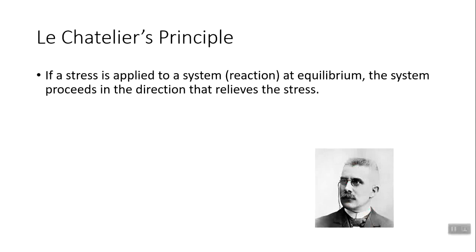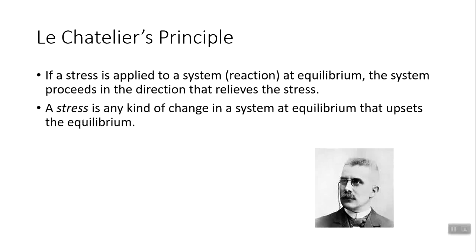Sometimes a stress might be applied to a system. A system is a reaction at equilibrium. And so what is a stress? A stress is any kind of change in a reaction at equilibrium that will upset that equilibrium. So what are some examples of stress? Increasing the concentration or decreasing the concentration, so adding more of something or taking away something. Heating something up or cooling it down, so increasing the temperature or decreasing the temperature, or a change in pressure, okay, increasing pressure or decreasing pressure.